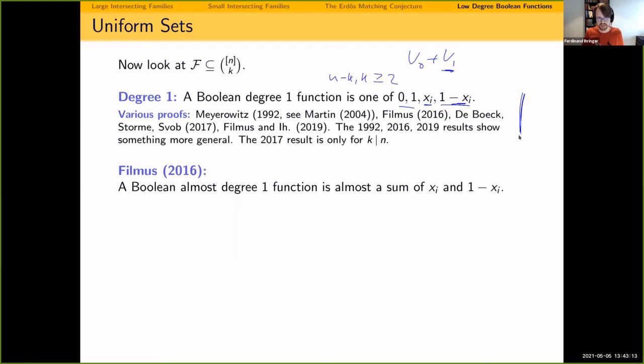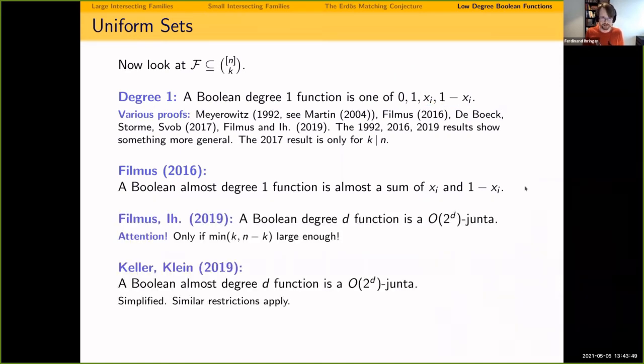Now, you can also say something about almost degree 1 functions. Here, the behavior is a bit different compared to the hypercube case. But you can still use these guys here to approximate them: you can always write something Boolean almost degree 1 by a sum of these x_i and 1 minus x_i. And there are some extra conditions on the whole thing, which I do not want to get into.